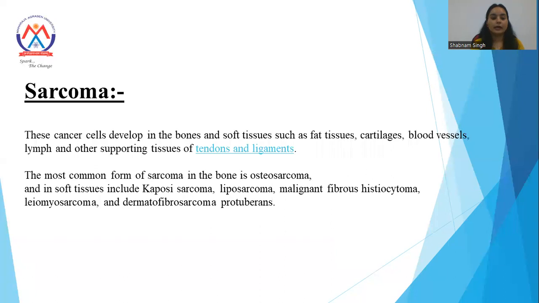Next, we will talk about sarcoma. These cancer cells develop in the bones and soft tissues such as fat tissues, cartilages, blood vessels, lymph, and other supporting tissues of tendons and ligaments. The most common form of sarcoma in the bone is osteosarcoma, and in the soft tissues include Kaposi sarcoma, liposarcoma, malignant fibrous histiocytoma, leiomyosarcoma, and dermatofibrosarcoma protuberans.